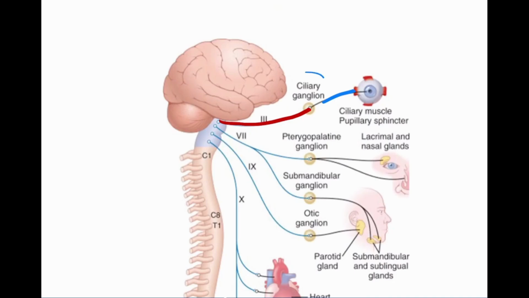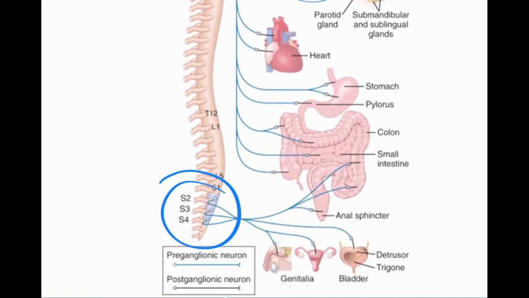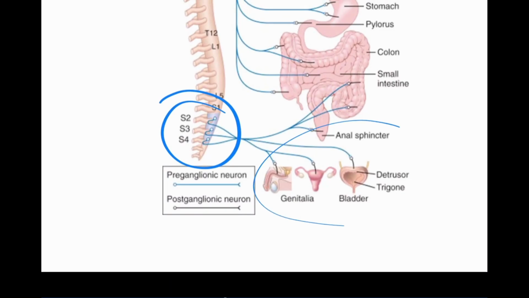We have a ciliary ganglion, pterygopalatine ganglion, which helps with salivation, and more salivation glands. With those ones, so these are more lacrimal and nasal ducts, I'm sorry. Heart is involved, your stomach is involved, and your sphincters are here as well.